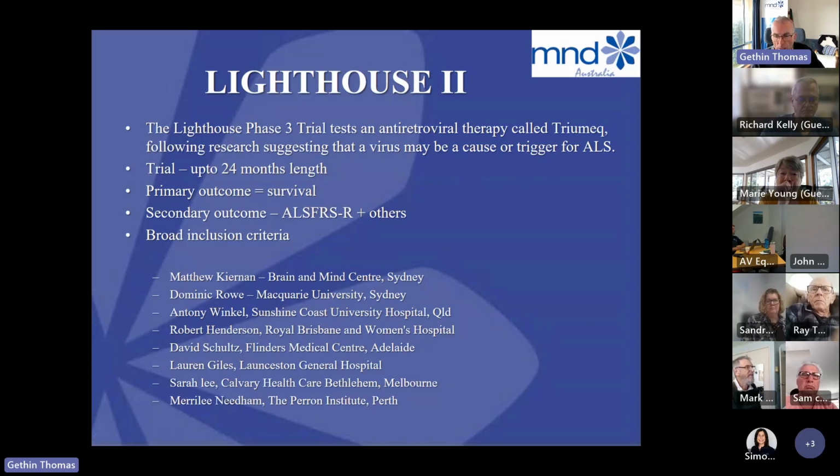A couple of other trials are also ongoing that I've mentioned previously. We have the Lighthouse trial, which tests an antiretroviral therapy called Triumeq. People have shown that what they call endogenous retroviruses, basically viruses that have embedded into your DNA, into your genome, which everyone carries, appear to be in higher levels in people with MND. They did a phase 2 trial that had promising results, showing that if you treat people with antiretroviral therapies, their MND improved. So they're now doing a much larger phase 3 trial, which can run up to 2 years, and they're looking at actual survival of patients.